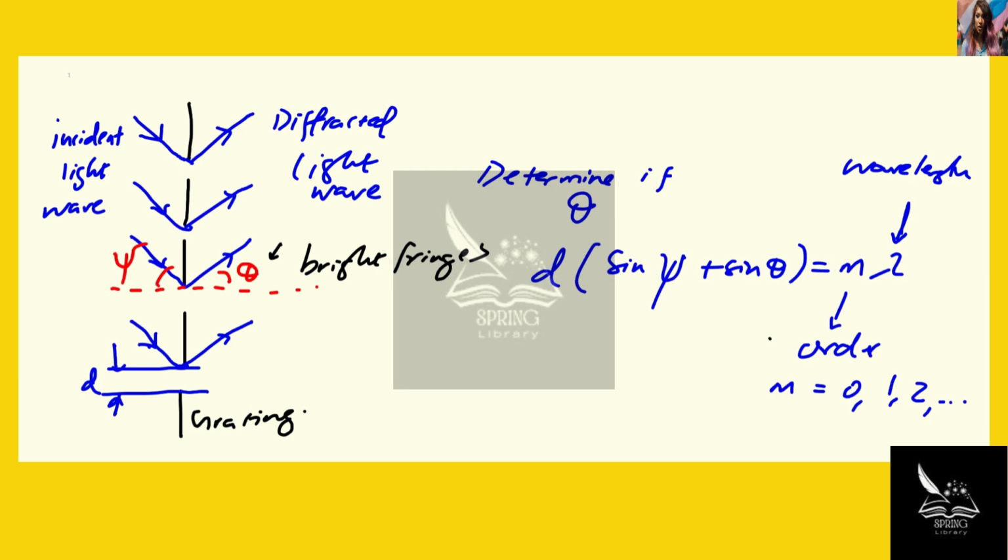And of course, we want to see what happens when phi equals 0. We want to see that. So we're going to jump onto the next page.